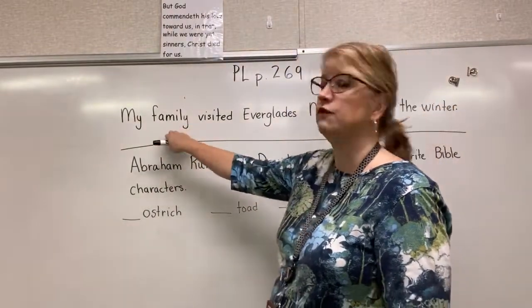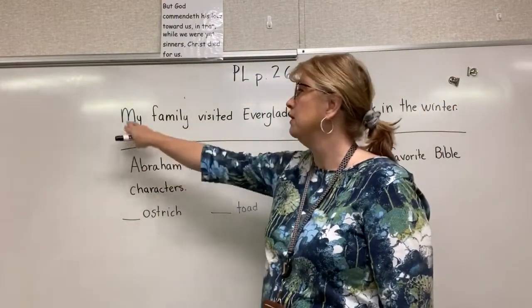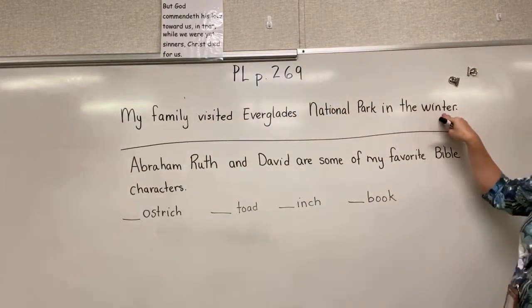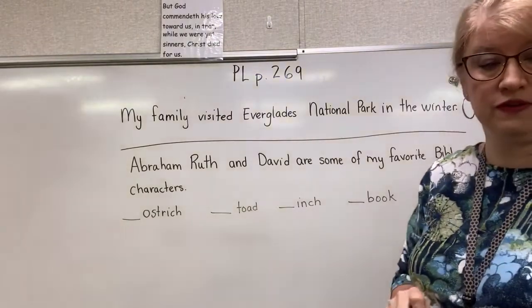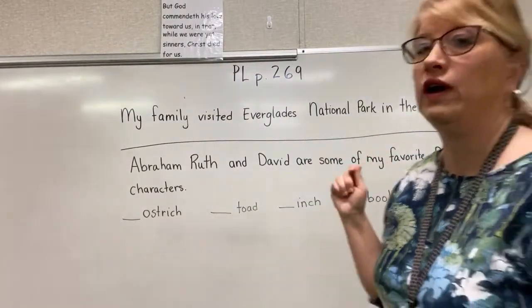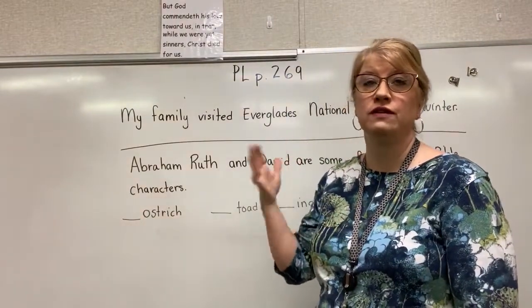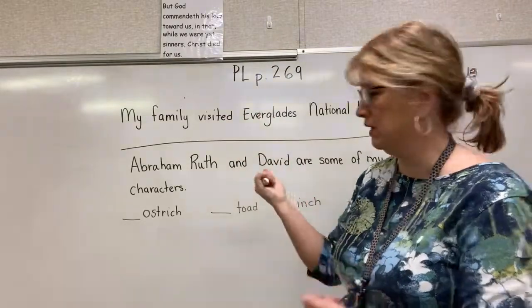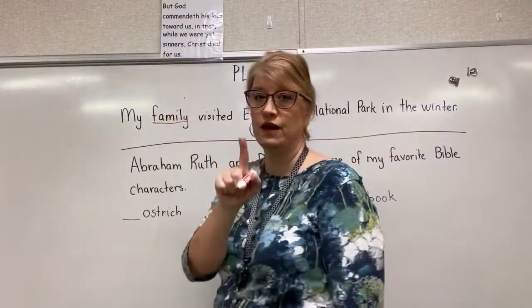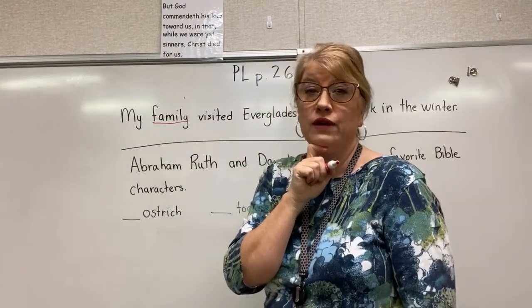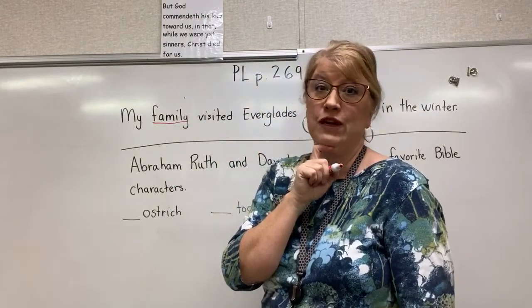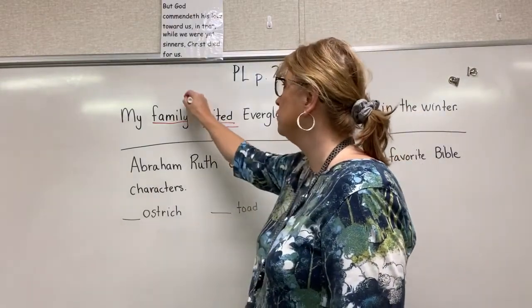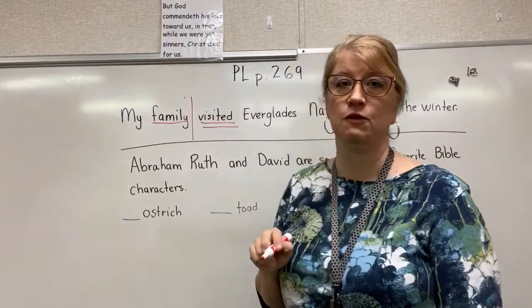The first sentence, we're going to review subject, verb, and diagramming. My family visited Everglades National Park in the winter. We are going to figure out the subject and the predicate. We ask ourselves for the subject, who is this sentence about? The sentence is about who? Family. So we underline the subject one time, and then we have to say, what is the family doing, or what did the family do? The family visited. So we underline the predicate 2 times, and we divide the subject and the predicate.